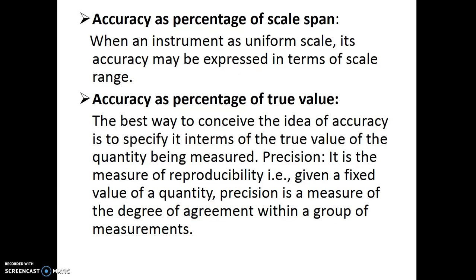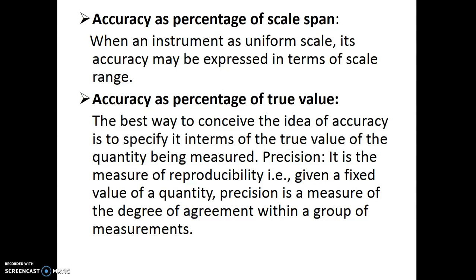Next is accuracy as percentage of scale span. When an instrument has uniform scale, its accuracy may be expressed in terms of scale range. Third is accuracy as percentage of true value. The best way to conceive the idea of accuracy is to specify it in terms of the true value of the quantity being measured.